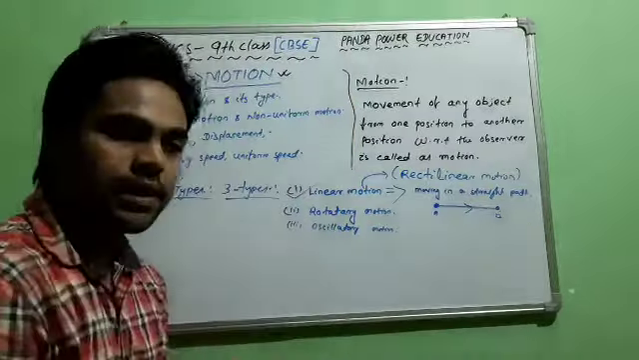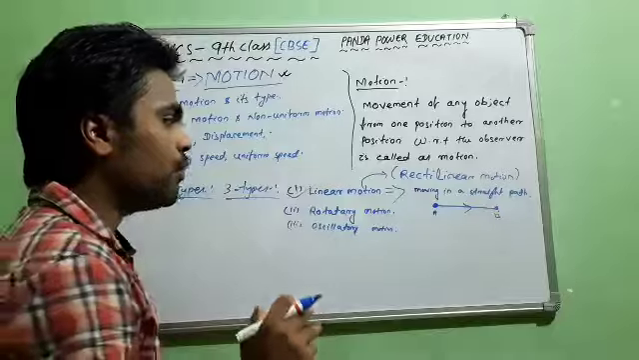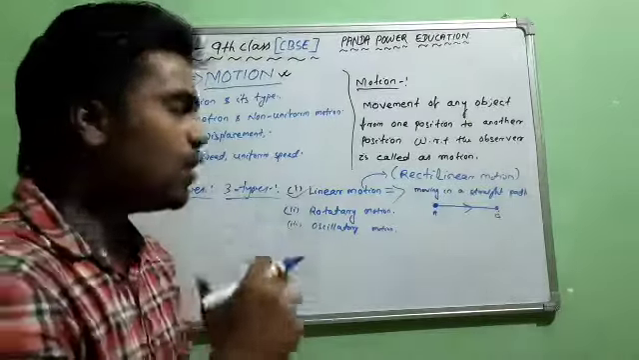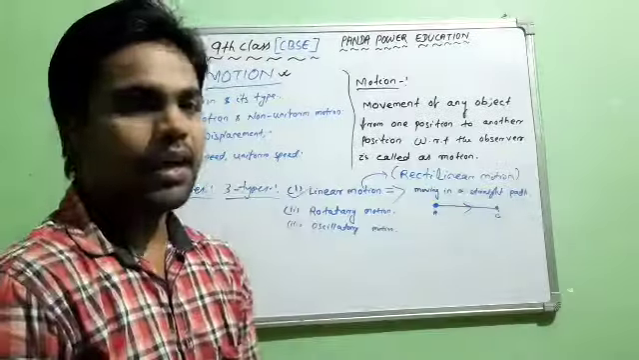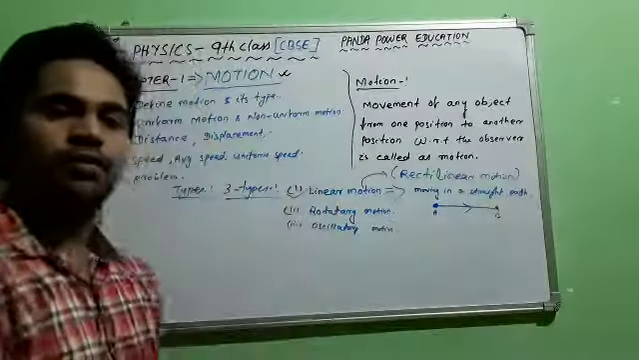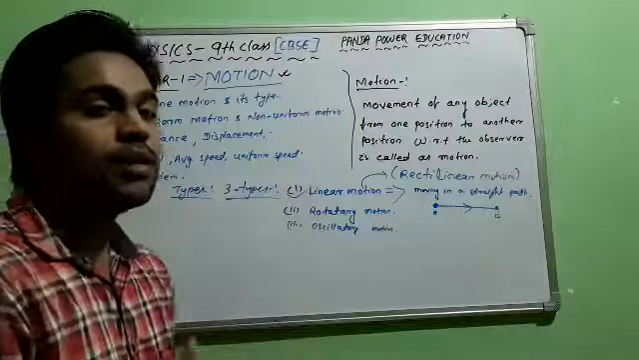Note down in your copy: when the object is moving from one place to another place in a straight path, that is called linear motion. Got it? Second one, what is rotatory motion?